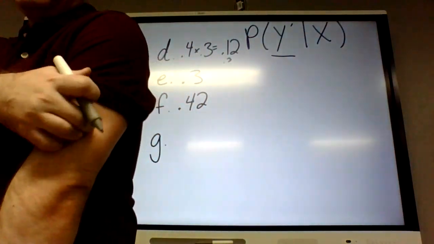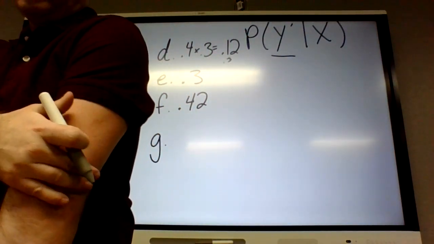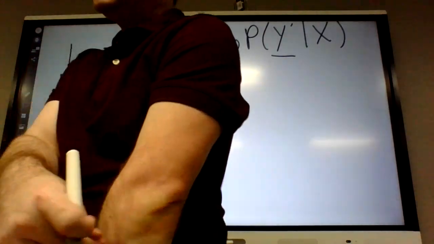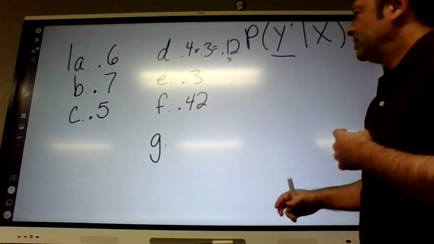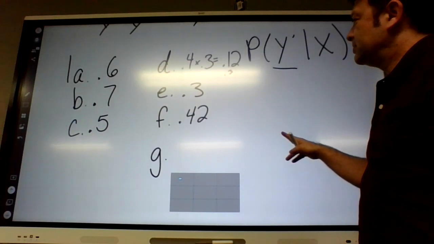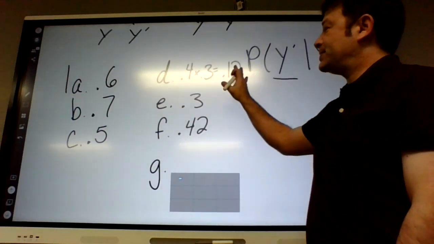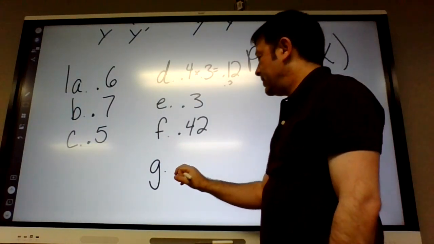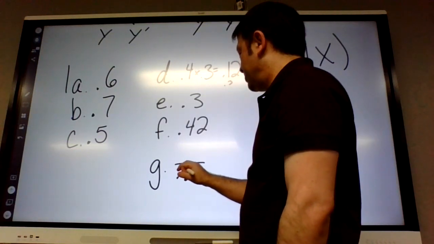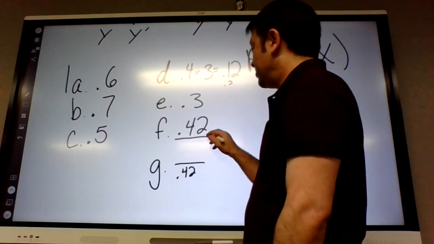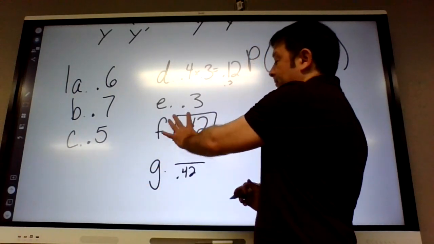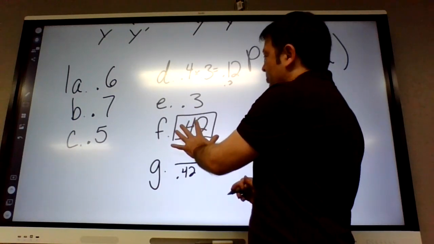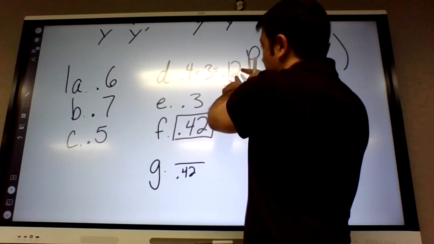G. What is the probability of X given that Y happened? Okay, this is where this lesson gets harder. So we kind of use our previous answers. This is the total amount of ways that Y can happen, right? There's a 42% chance that Y could happen. So given that this happened, what's the probability that it came through this route, the X route?